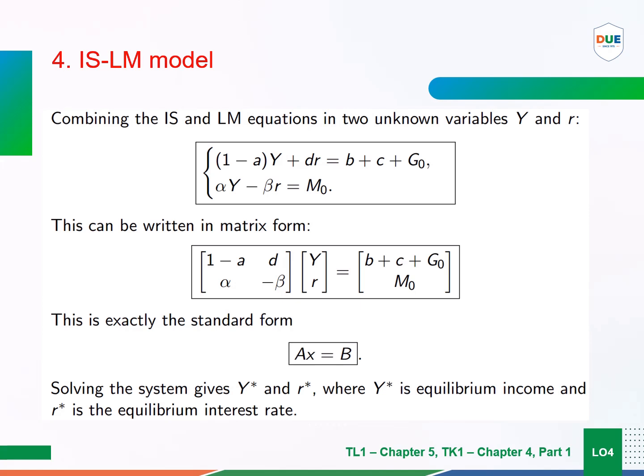Therefore, we can solve the IS-LM model using the same methods developed earlier in this chapter, such as Gaussian elimination, inverse matrices, or Cramer's rule. The solution gives Y* and R*, which simultaneously satisfy equilibrium in both markets. So the key idea is, two economic equilibrium conditions become a system of linear equations. And solving that system gives the overall macroeconomic equilibrium.